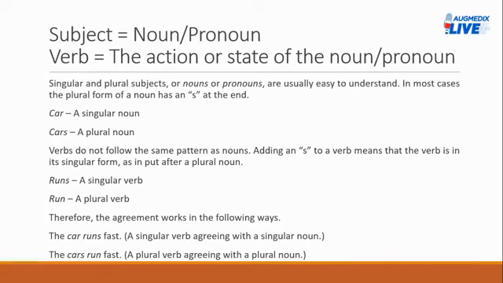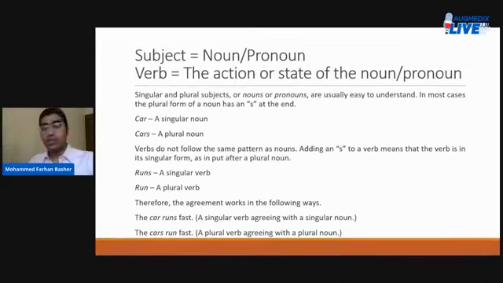So that's pretty straightforward. If we want to find out the plural of a subject or the plural of a noun, in most cases, what we do is we add an S to that very noun and form the plural form of it, right? So car becomes cars just by adding an S to it. But verbs, however, do not follow that pattern. Verbs do not follow the same pattern as nouns. So adding an S to a verb means that the verb is in its singular form, right?